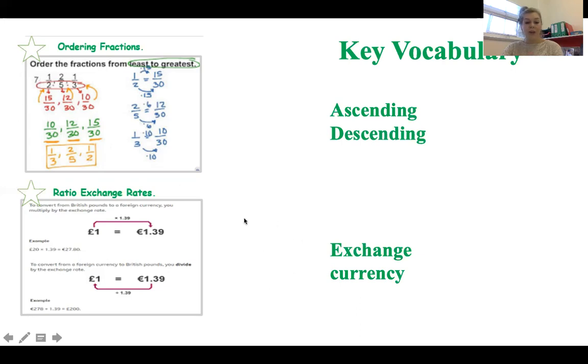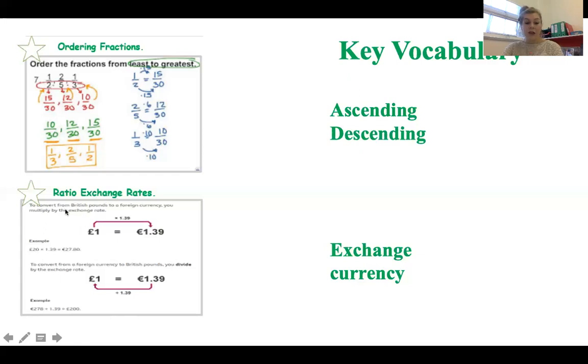When you're working with exchange rates, the word exchange is to change from one thing to another. And when we're working with currency, so lots of different types of money from different places around the world, we need to make sure that we're using the correct symbol for the currency and changing or converting or exchanging in the correct way. So using exchange rates is a really important skill to have.